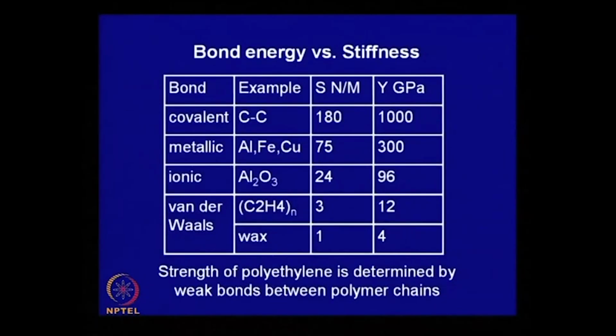If you look at this bond energy versus stiffness, here are some examples which we have listed. It is a covalent bond, the carbon carbon. In fact, diamond is the strongest material. For this, the Young's modulus is of the order of 1000 GPa. And from this, if you know the atomic distance, you just multiply this by the atomic distance, you get the stiffness.